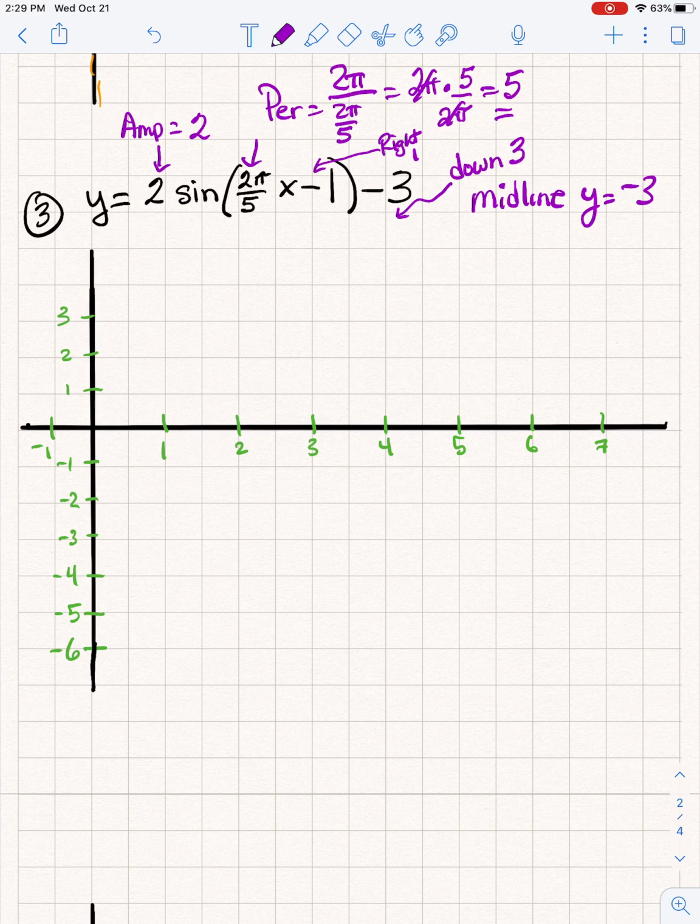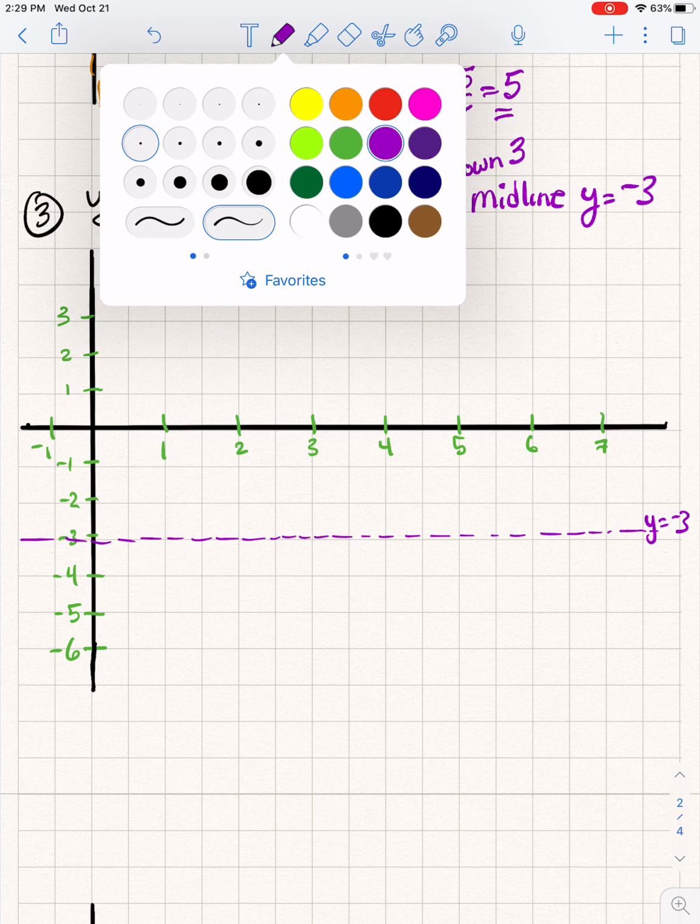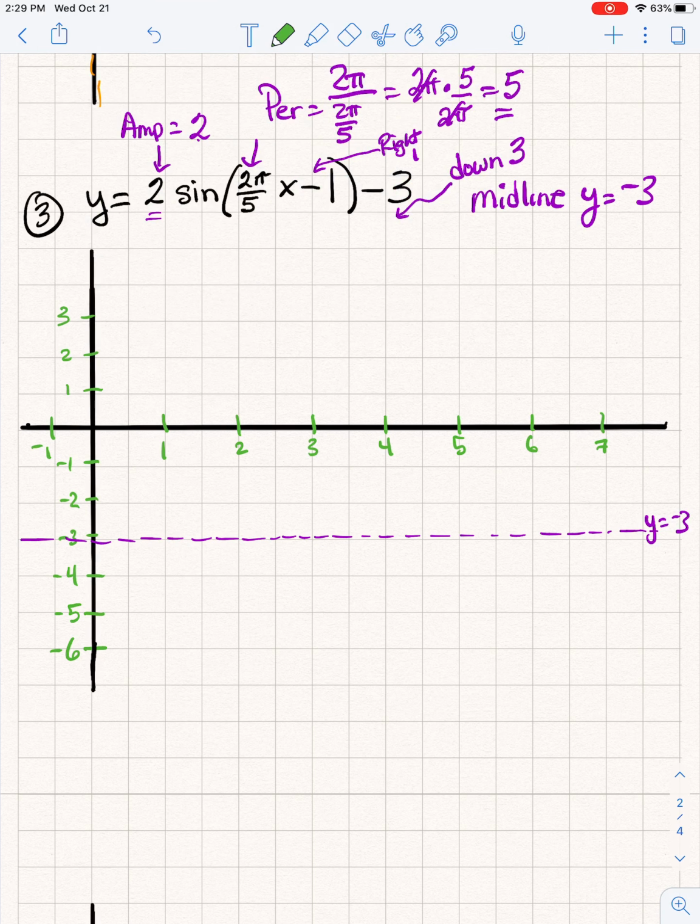So for y equals -3, I'm going to just drop us down here. That's your midline. X-axis just slides down, okay? I have an amplitude of 2, okay? So that means I need to mark up and down 2 from the midline, okay? So that means I'll go up here 2 to -1. I'll go down 2 to -5. Okay, so that means my graph is happening between those 2 green lines.